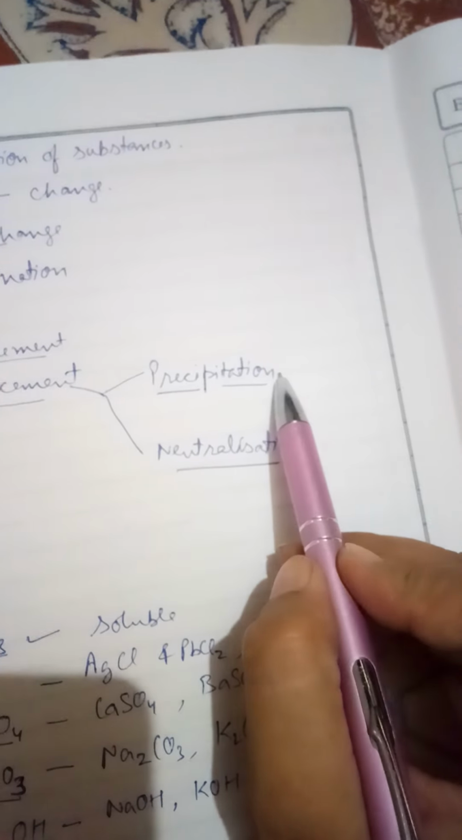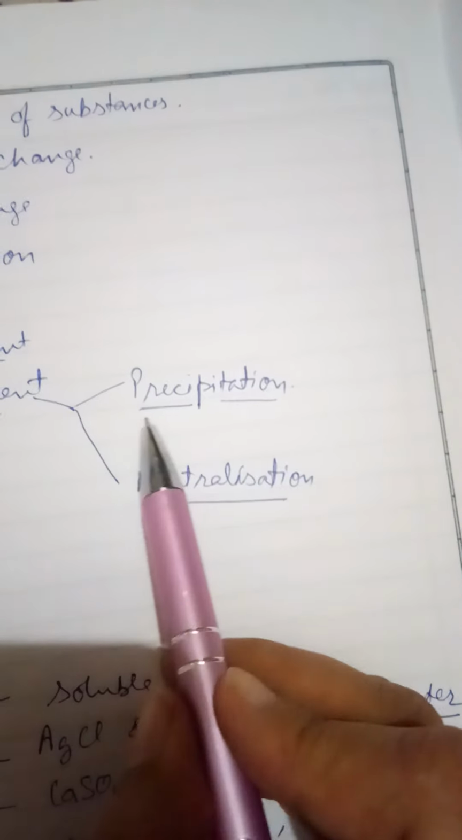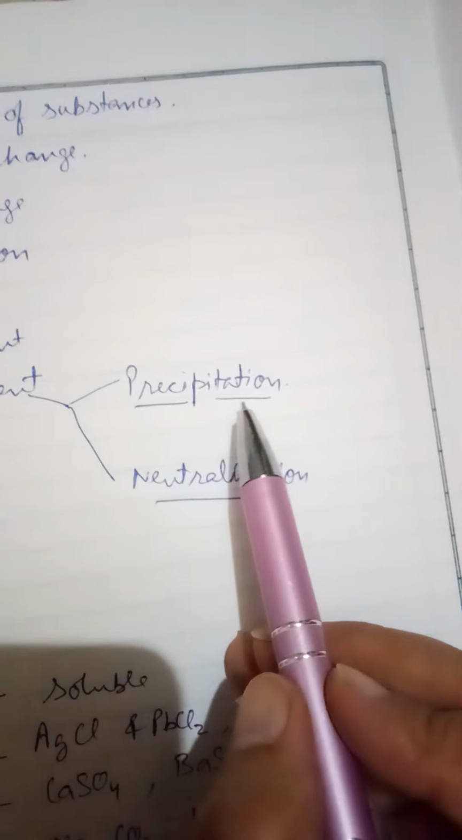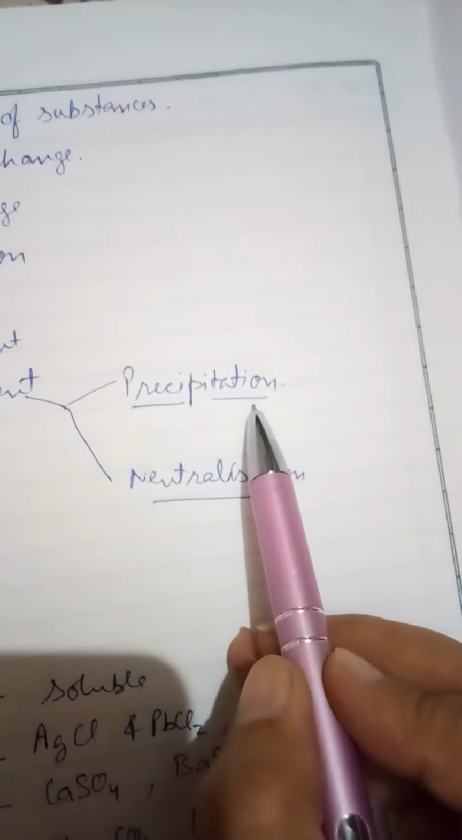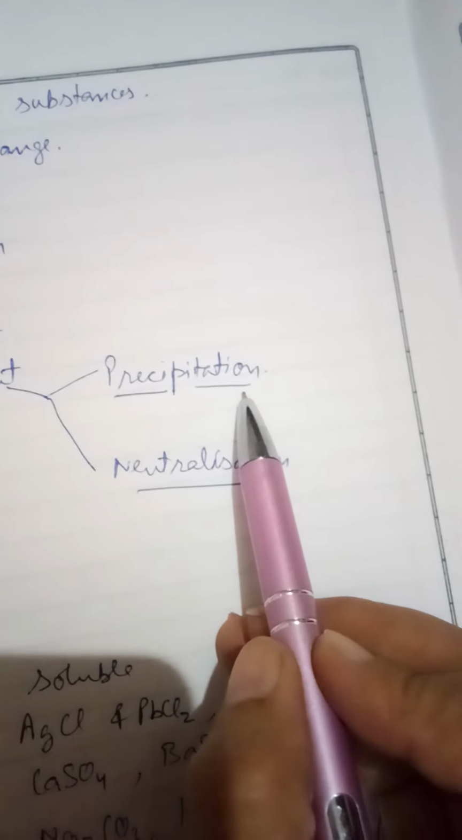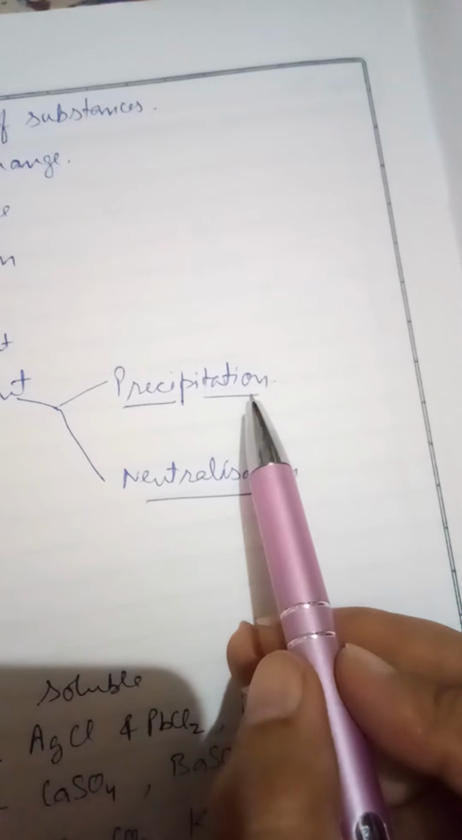So this is an example of mutual exchange of ions during the process, and this is an example of a double displacement reaction. Further, it is of two types. One is precipitation reaction and the other is neutralization reaction. As per the name, precipitation reactions are those reactions in which the product is formed as a precipitate. As you know, a precipitate is nothing but the solid residue formed during the chemical change.